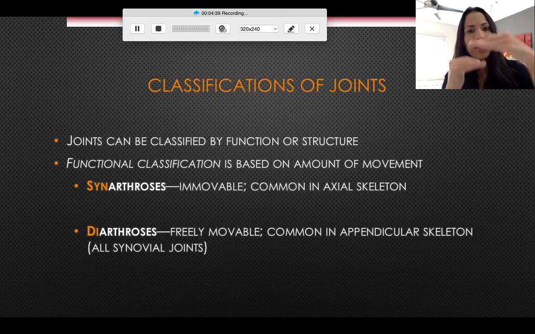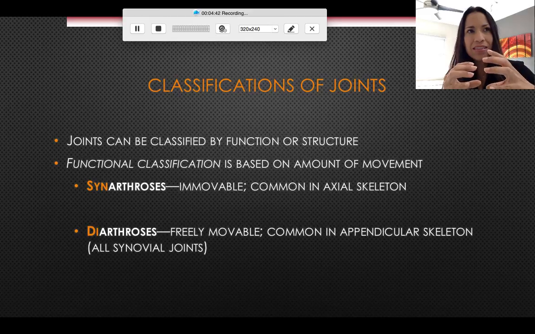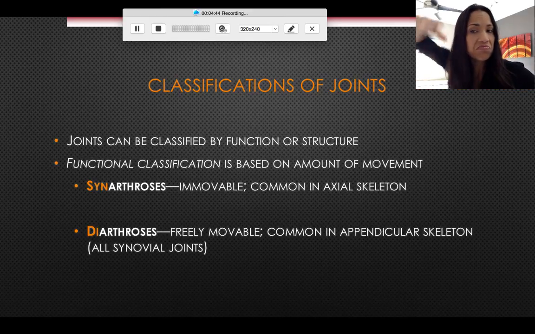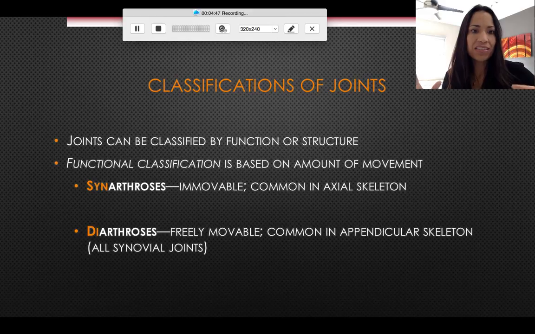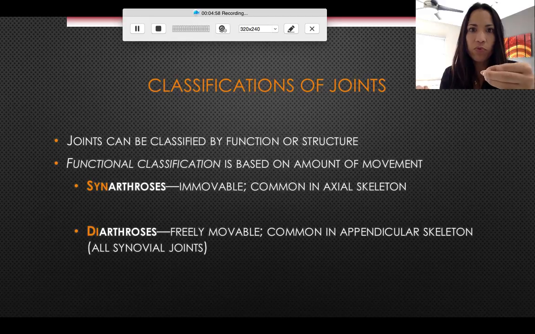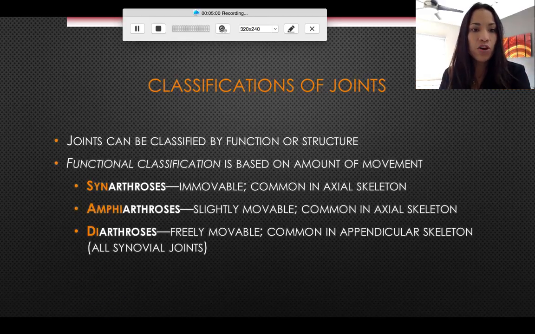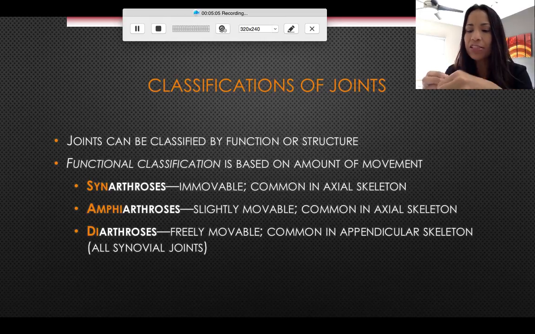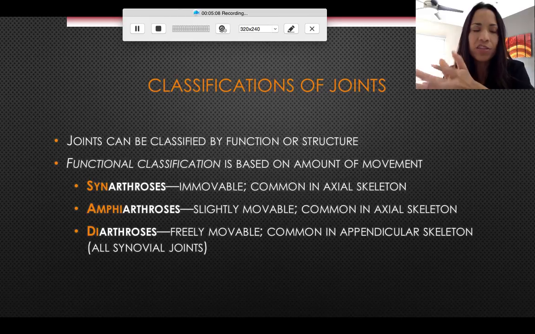Now, but we have something in the middle. It's a joint that is not freely movable, like the shoulder, but is not immovable like a suture. It allows a slight amount of movement, and usually we're not aware of the movement, but it's happening in there. And those are called amphiarthrosis. So they're right in the middle. They just allow a slight range of motion in that joint. So those are the three types of joints according to the functional classification.